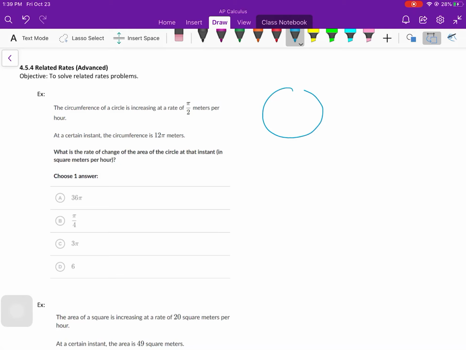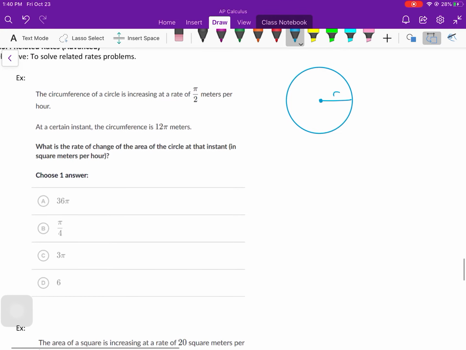So we're talking about a circle in this problem. So we have the circle, and obviously the circle has a radius. Doesn't sound too bad. So the circumference of the circle is changing at a rate of pi over 2 meters per second. So that means that the derivative of c, where c is the circumference, is equal to positive pi over 2. It's increasing. At a certain instance, the circumference is actually equal to 12 pi. What is the rate of change of the area of the circle? So we're going to be looking for dA/dt.